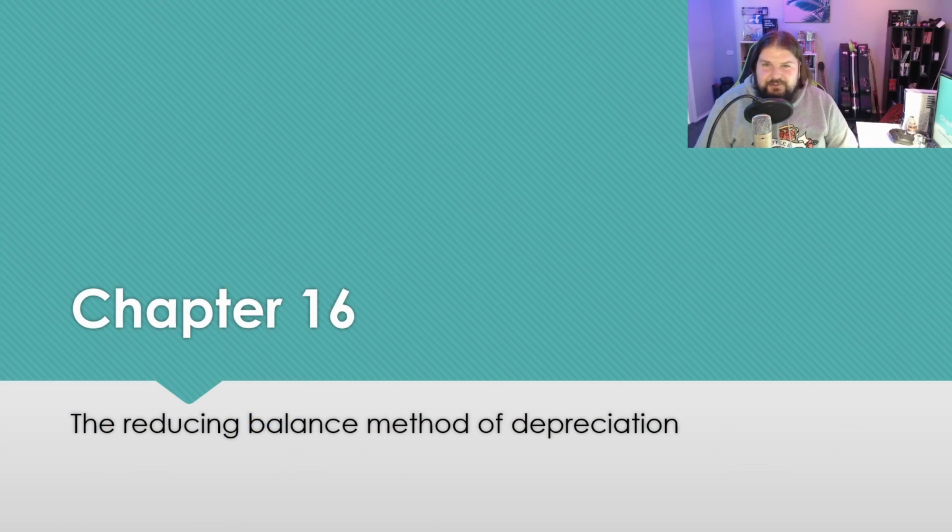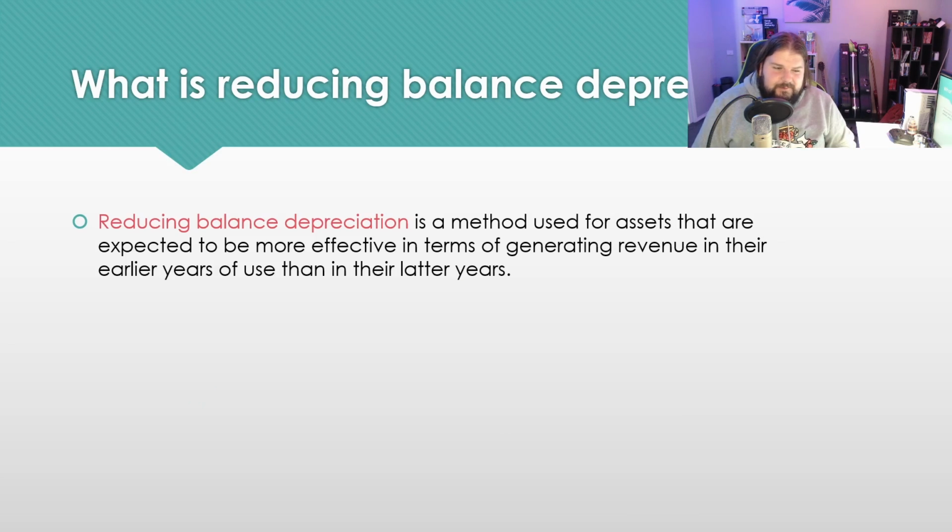So the reason we look at two different types of depreciation in VCE accounting is because we're looking to see if there's a better way to depreciate assets that we use more of earlier in their lifespan and they're able to generate more revenue. So as they get older and they're less efficient at generating revenue, we have a new method. And that's why we came up with the reducing balance method, because it's more effective in terms of generating revenue in earlier years rather than later years.